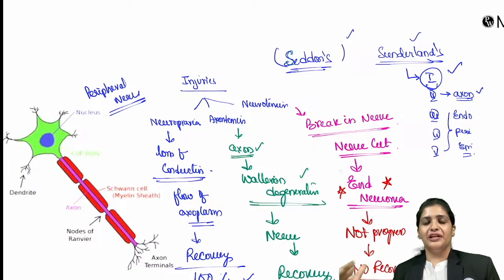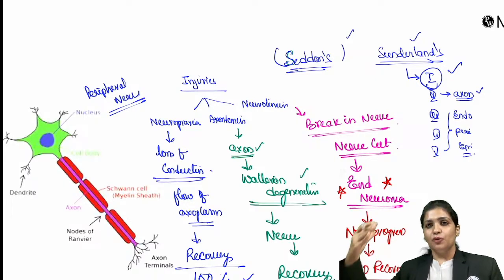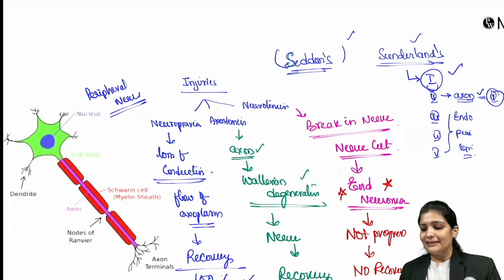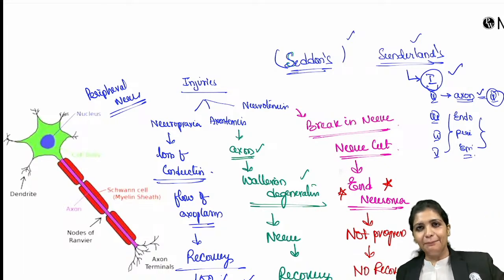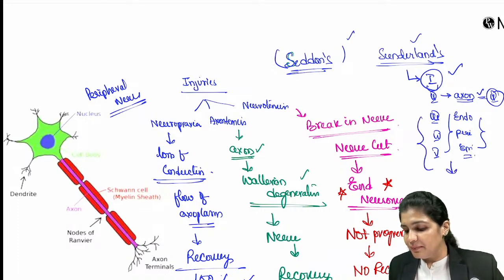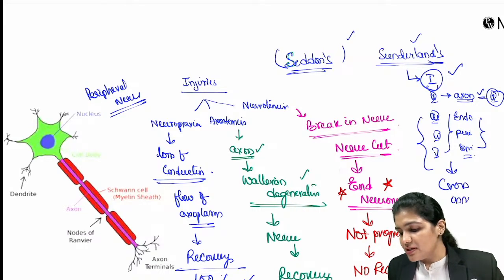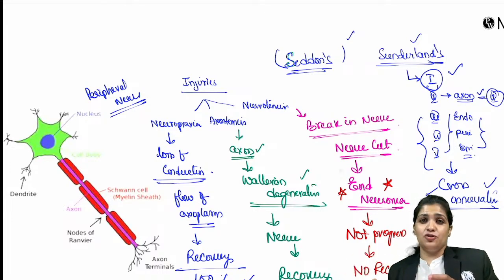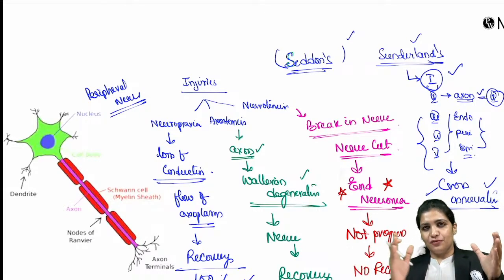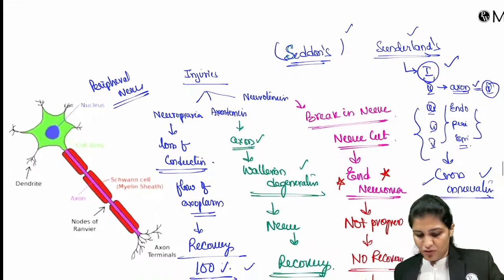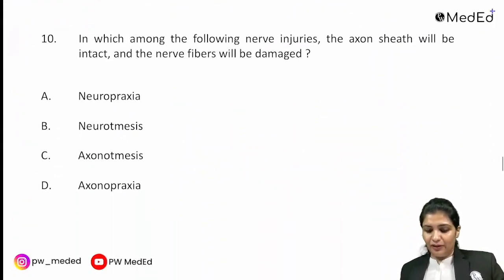So Sunderland's classification is based upon this injury to the layers. The first one is similar to neuropraxia, the second one is related to axonotmesis, and the third is divided into layers based upon the epi, peri and endo. It is divided into 3, 4 and 5. In this 3, 4 and 5 there will be cross innervation because there is damage, and the recovery is not as expected. But in case of neuropraxia and axonotmesis, the recovery is good compared to neurotmesis. So this is about nerve injuries, and this will make your answer easy.